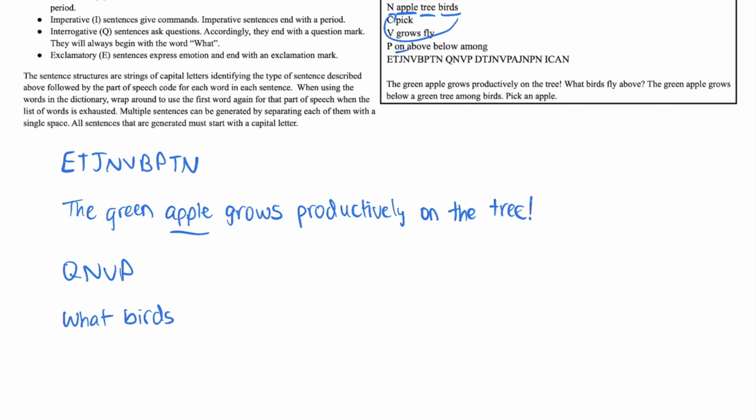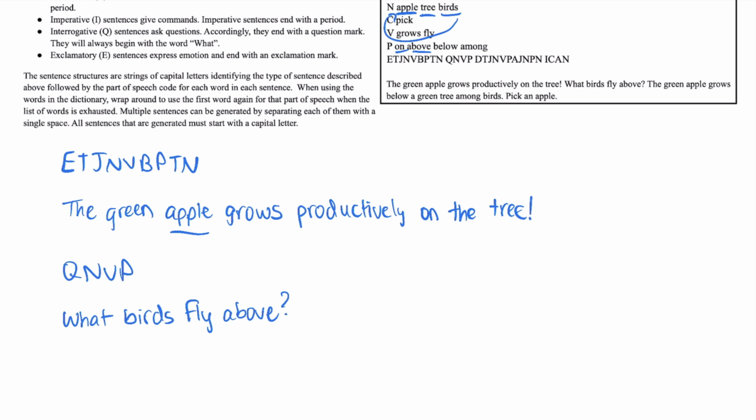And that brings us to V. V is for verb. So we've used grows, so fly was next, so we'll use fly. And then we have P. P is a preposition. So we've already used one preposition. That was on. So the next one is above. So: what birds fly above? And that was the end for this phrase. And we have to also end with a question mark because this was an interrogative sentence.